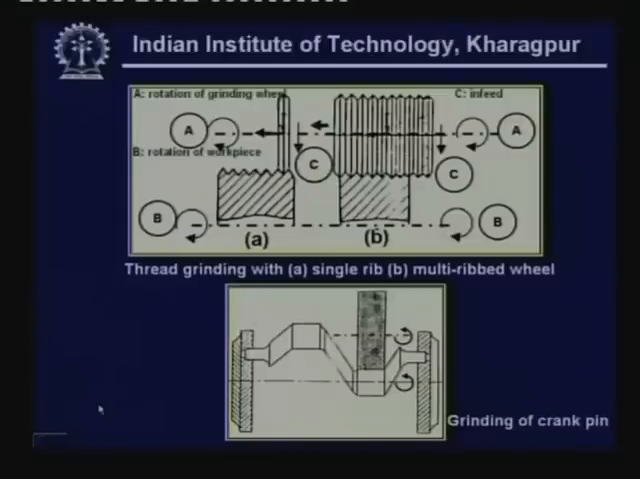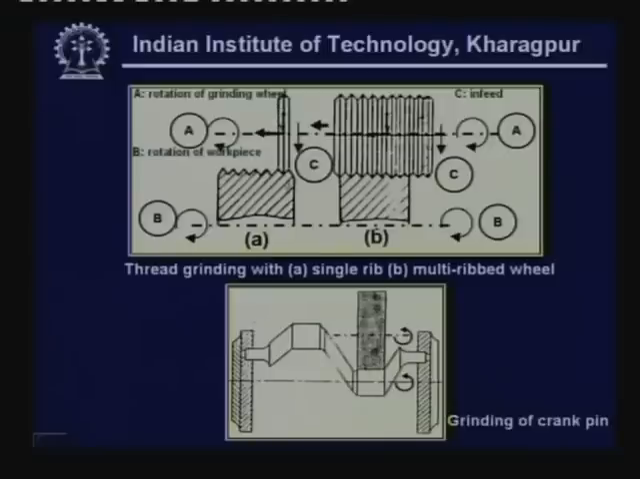Now we go to a special machine which is dedicated to grinding of threads instead of machining. Direct thread grinding is also possible. As is illustrated in this sketch, we can use a single ribbed wheel, a form wheel having the form of the thread conforming to the thread angle, and here it is very similar to thread milling. We have the necessary rotation to provide the grinding action, then rotation of the workpiece and the linear motion which gives the necessary feeding and the helical profile on the thread.